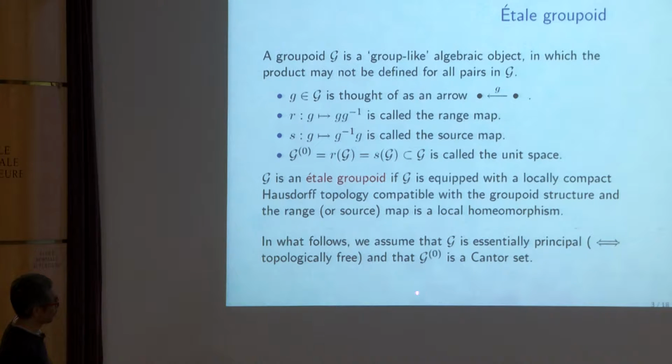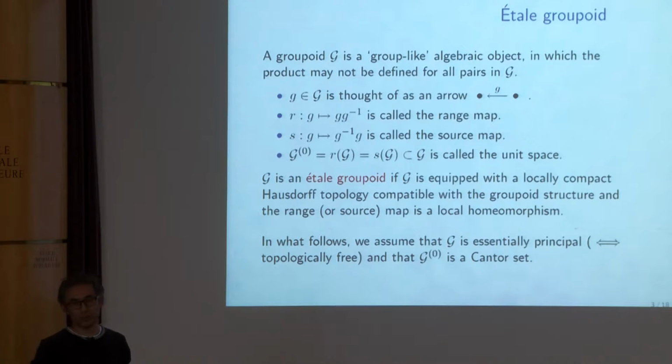And in what follows, I always assume the unit space is a Cantor set. I consider the dynamics on a Cantor set. And for a technical reason, I assume G is essentially principal. It's equivalent to say that the dynamics is topologically free.